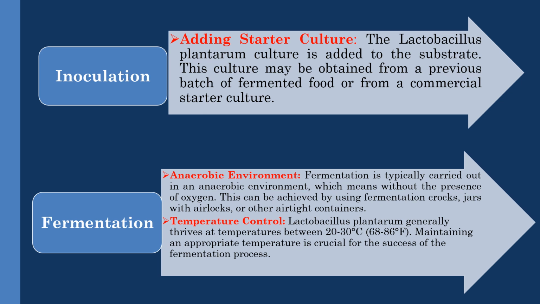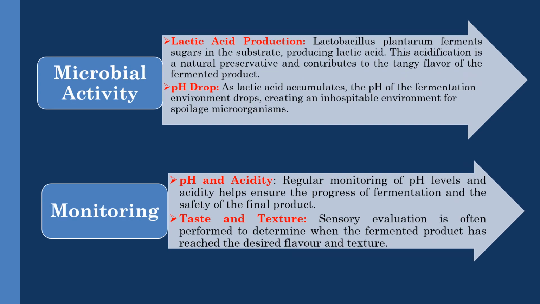Temperature control: Lactobacillus plantarum generally thrives at temperatures between 20 to 30 degrees Celsius, or 68 to 86 Fahrenheit. Maintaining an appropriate temperature is crucial for the success of the fermentation process. Microbial activity, lactic acid production: Lactobacillus plantarum ferments sugars in the substrate into lactic acid. This acidification is a natural preservative and contributes to the tangy flavor of the fermented product.